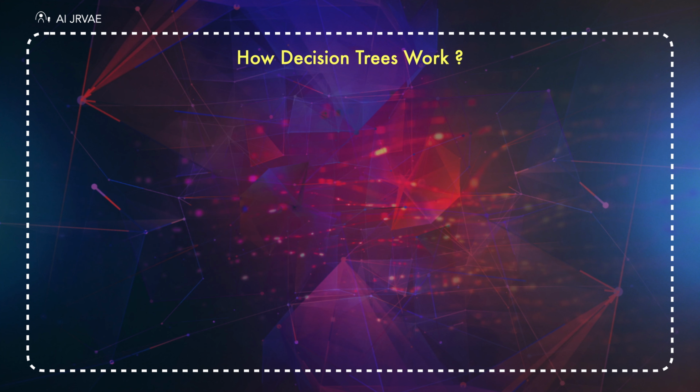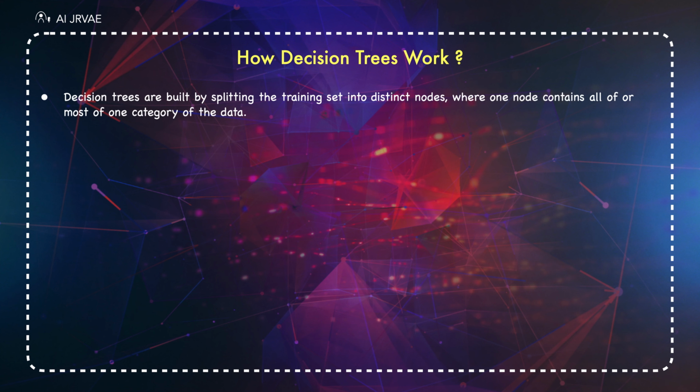Let's see how a decision tree is built for this dataset. Decision trees are built by splitting the training set into distinct nodes, where one node contains all or most of one category of the data.